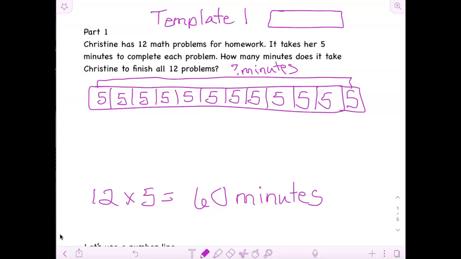So in your binders, you should have template number 1 that looks like this. It looks like a tape diagram. You can stop the video now and put this in your whiteboard if you want to, which will help you, or you could do this on a piece of paper so that you have it to keep too.